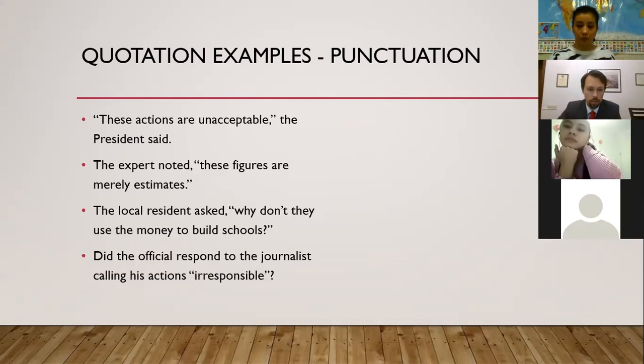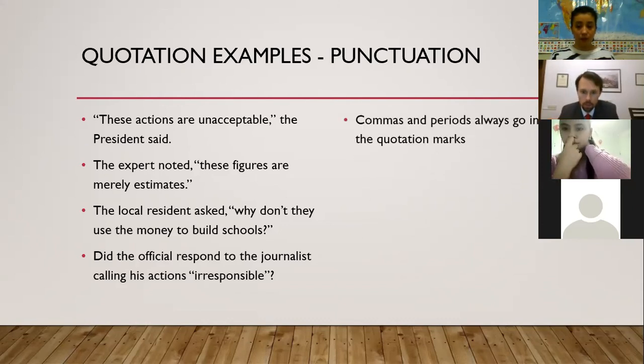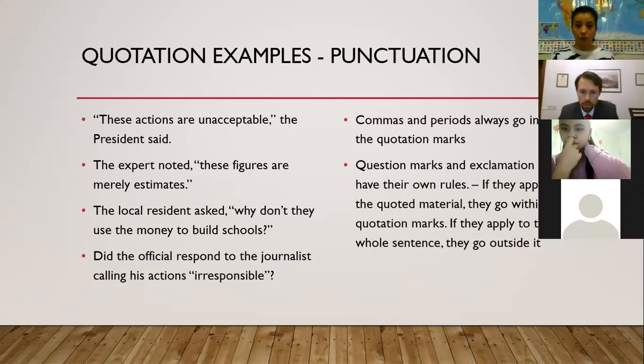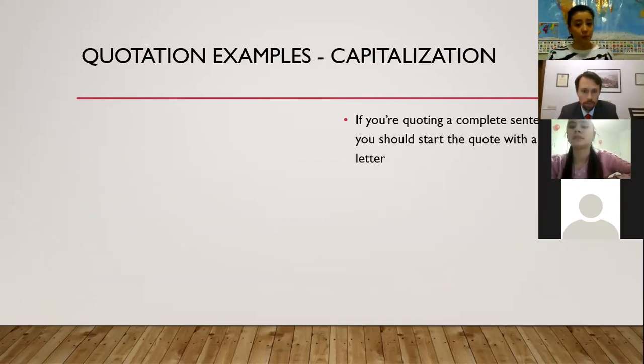And you see in this, let me go back here. The one where the local resident asked, "Why don't they use the money to build schools?" The quote has the question in it. You're quoting a question. The second one, the last one there, the quote does not come from a question statement. So here are the rules. That's a very academic way of saying what I just said. But the first rule is the most important there.